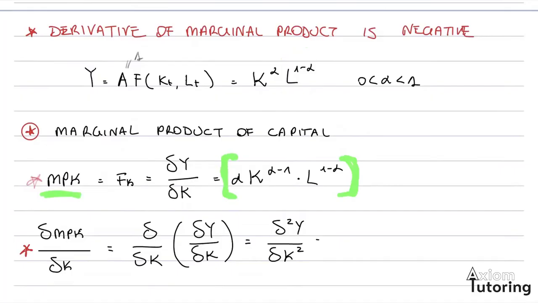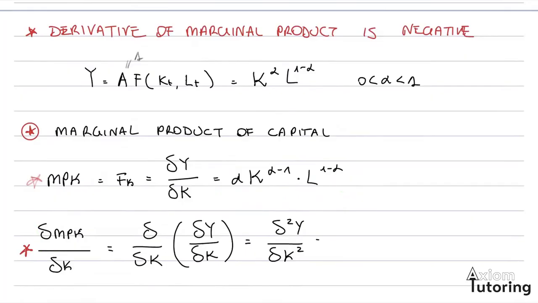So now we are going to take, as we said, the second derivative of output with respect to capital, or in other words, since the marginal product of capital is itself the first derivative of output with respect to capital, we are going to take the first derivative of the marginal product of capital with respect to k. So we are going to use this equation and differentiate it with respect to k.